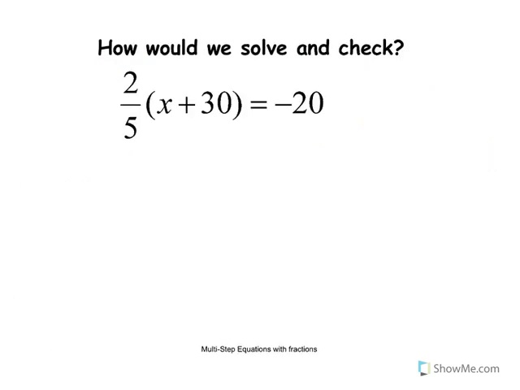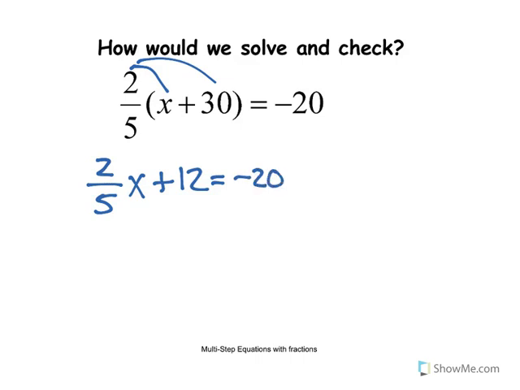All right, what are we going to do for this one? Well, for most of us, we're going to distribute. So I will show you another method to do it. I would much prefer, unless you really understand what we're doing here, that we're going to distribute. So I've got 2/5 x, and then 2/5 of 30 is 12. So that's my equation after I distribute.